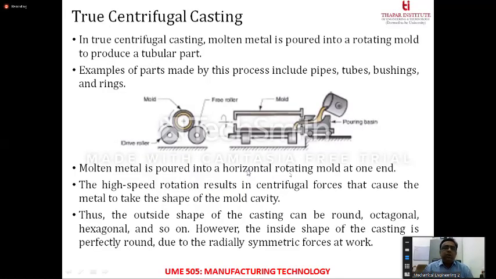So let us go to true centrifugal casting first. Now in true centrifugal casting, you have a mold, and that mold is not a small mold, it's a big mold ranging from 0.5 meters to more than 5 or 10 meters also.